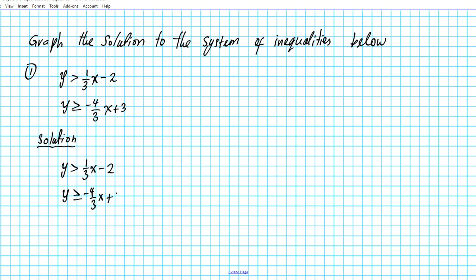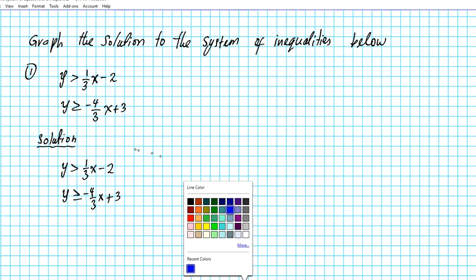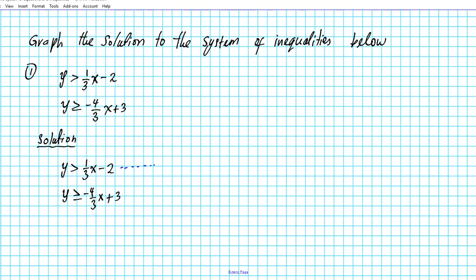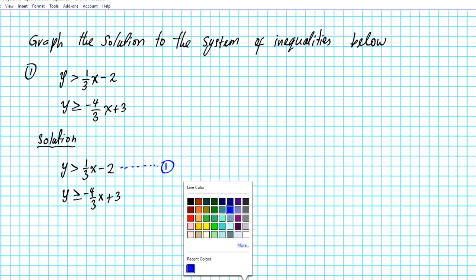So what we're going to do first is proceed to label both inequalities, and then we're going to graph both of them on the same coordinate system, and then the intersection of the regions that we get from the two inequalities will be our solution. Okay, so we're going to graph the first linear inequality in blue, and then the second one, let's graph that in red.